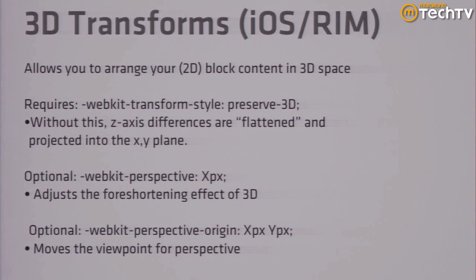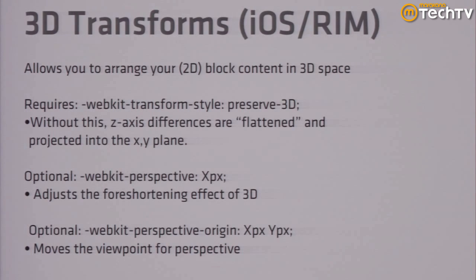And there's a couple things that it requires. It requires a special WebKit transform style called Preserve 3D. Without this, the z-axis differences are flattened and they're projected into the XY plane, and I'll show you the effect of that in the next slide.